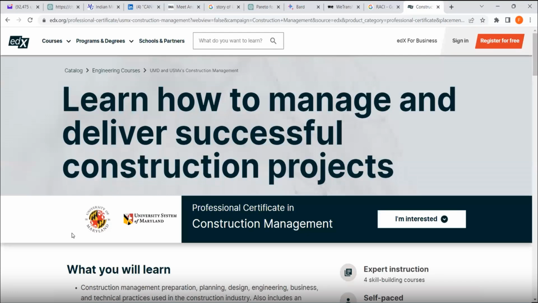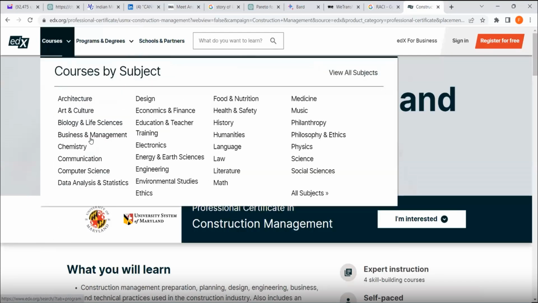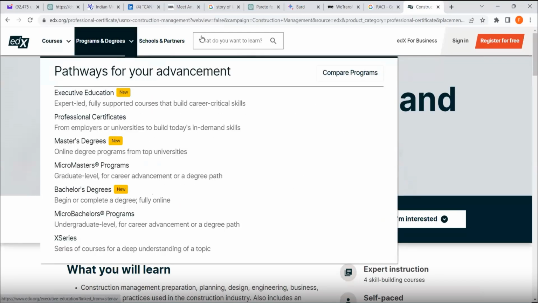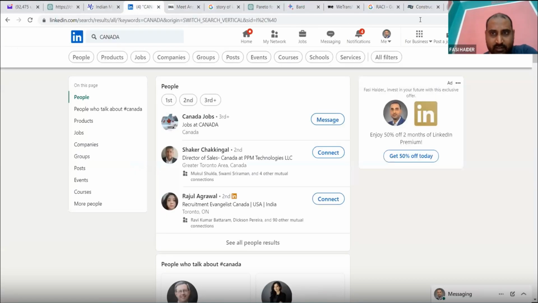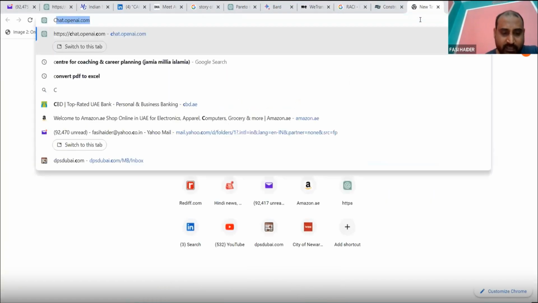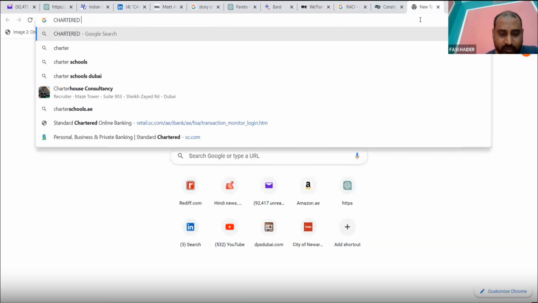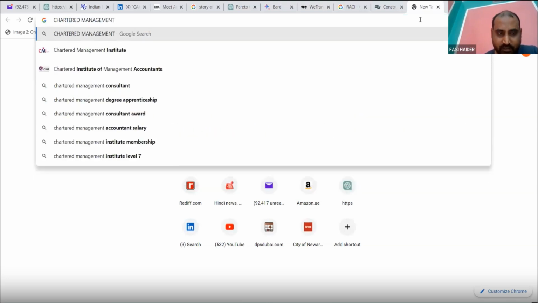The small program. Sir, in your LinkedIn, I've seen you've done chartered management or something like that. Yeah, brother. You've done it from here? No, chartered management is actually given from UK. Okay.